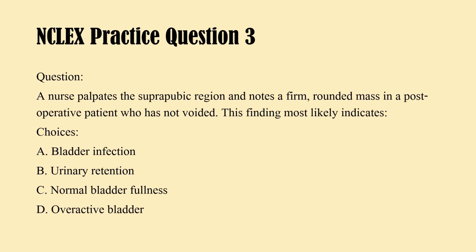Consider this scenario for the final practice question. A postoperative patient is found to have a firm, rounded mass in the suprapubic region and has not voided. What is the most likely explanation? A. Bladder infection. B. Urinary retention. C. Normal bladder fullness. D. Overactive bladder.